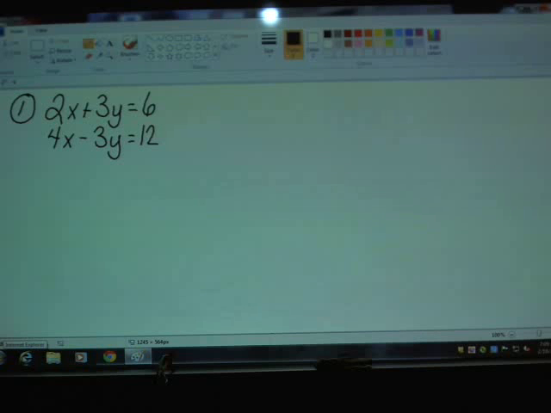So let's go ahead and take a look at example 1. Number 1 says 2x plus 3y equals 6 and 4x minus 3y equals 12. So if we take a look at step 1, it says to line up the terms in the first and second equation, and they can be in any order.